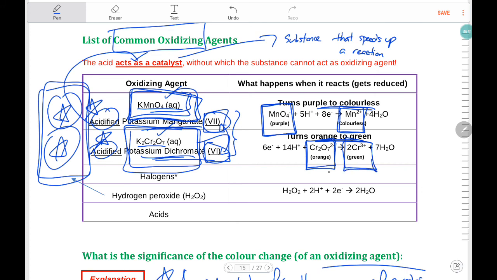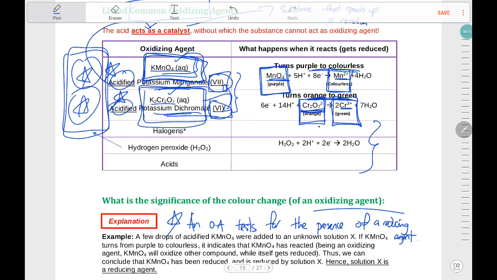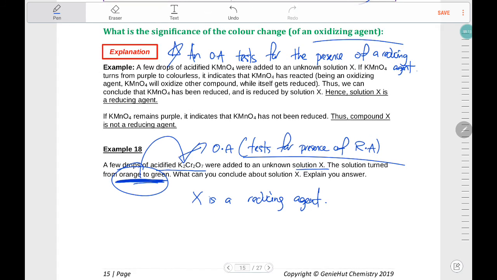You need to know the dichromate. This Cr2O7 2- is the ion making it orange. Cr3+ is making it green. Mn2+ is colorless. MnO4- purple. Right? You need to know that as well. Right? Know the name, color change, as well as the formula of the ion responsible for the color. Okay. Of course, there are other oxidizing agents which we'll talk about more in the next lesson.